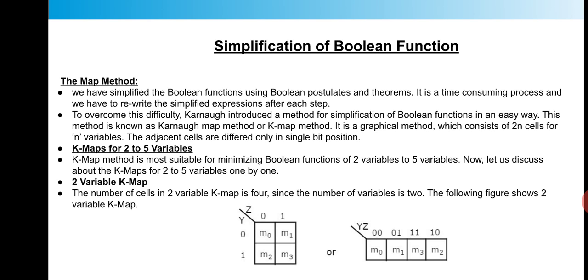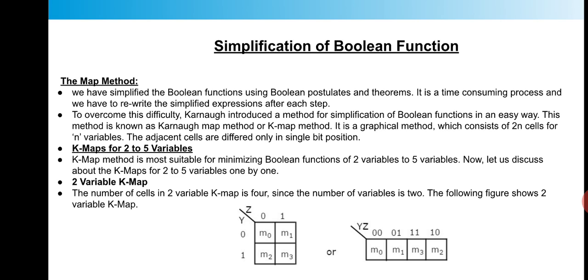Okay, now K-map for 2 to 5 variables they have said, but ultimately in your syllabus you are considering only 2, 3 and 4 variables. Now the K-map method is most suitable for minimizing boolean functions of 2 variables to 5 variables. Let us discuss the K-map for 2 to 5 variables one by one. The 5th variable I am not considering. Up to 4 we will see, because in your syllabus you have that much concept. But once you get the idea, it will be easy for you to continue with that method.